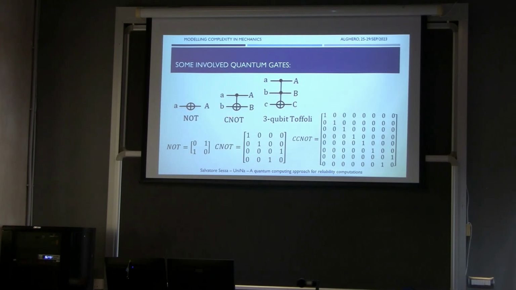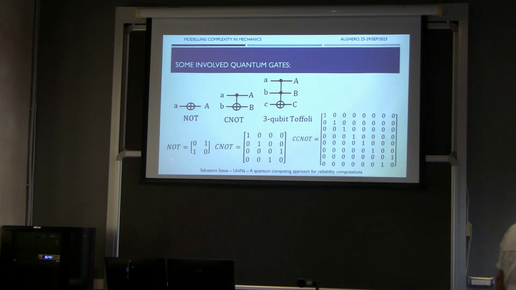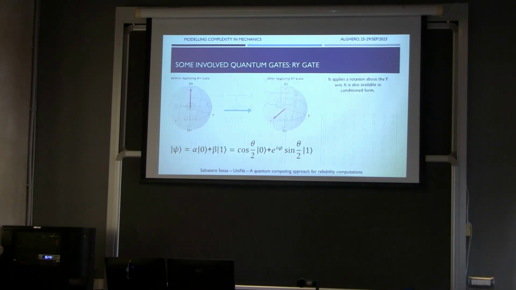Then the C-NOT, the conditioned NOT. So if the state of this first qubit A is 1, then the NOT gate on the second qubit activates. And the 3-qubit Toffoli gate, that is a double conditioned NOT, so if the qubits A and B are equal to 1, then the NOT gate on the third one is activated. And these are represented by these simple matrices involving the tensorial product of the qubit states.